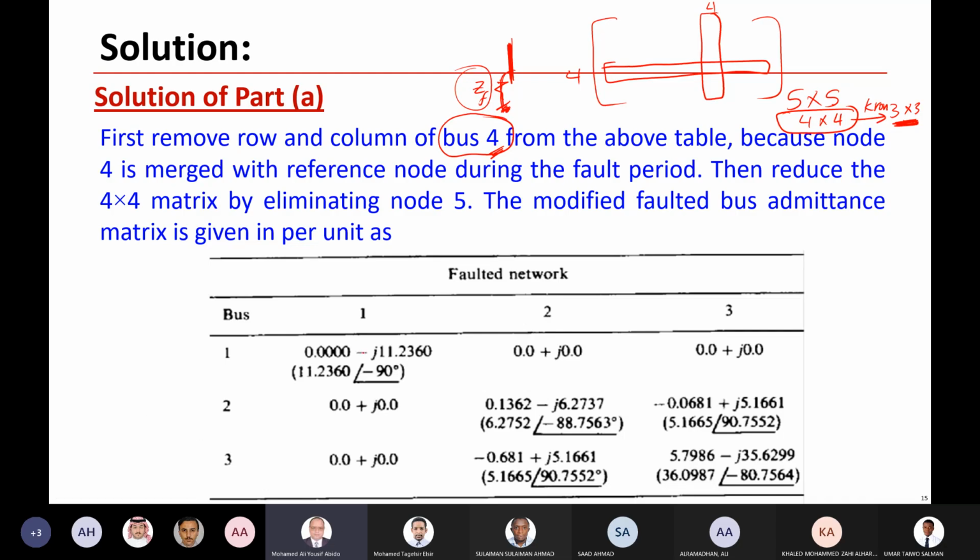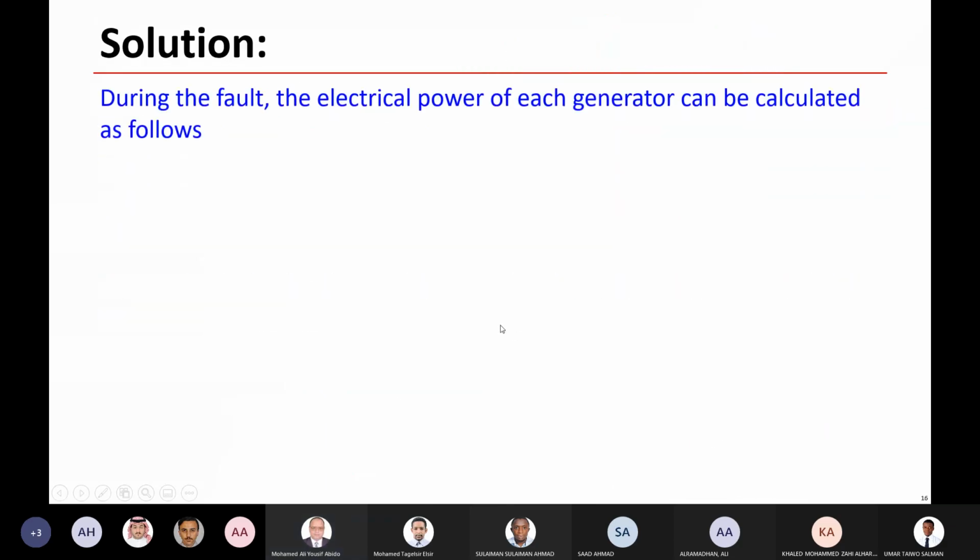So of course, this is Y11, Y12, Y13. Of course, a symmetric matrix, and you have here the magnitude of Y22, Y23, and so on. And this is the angle, which is theta, as given in the power equation. This is Yij and theta ij.